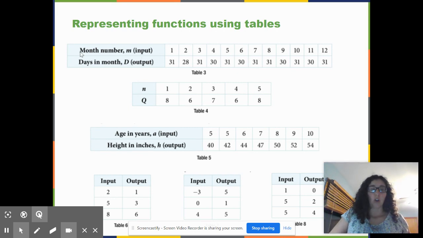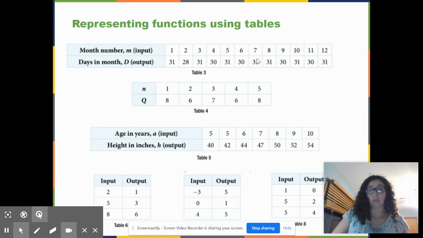So table 3, we have a relation. The input is the month number, and the output are the days in that month. So if we call that relation F, F of 1 is asking what question? The input is January, right? The month number of January. The output is the number of days in January. So F of 7, since this is a horizontal table and here's the input, we go over to 7. F of 7 is 31.